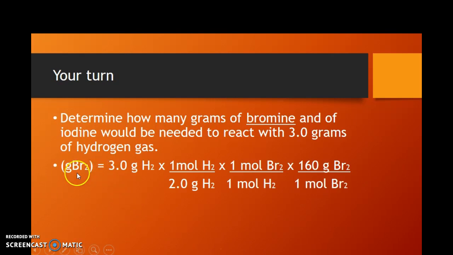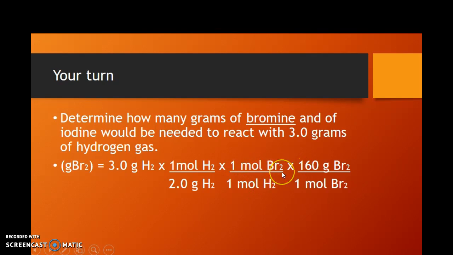Well, grams of bromine, of course that's Br2, would be equal to 3 grams of hydrogen. Now, we want moles of hydrogen. We always go in what we call the mole hole. So we multiply by the conversion factor. 1 mole of hydrogen is 2 grams. Now, we look at our balanced chemical equation and see from it that 1 mole of bromine reacts with 1 mole of hydrogen. So, this now converts us from hydrogen moles to bromine moles.